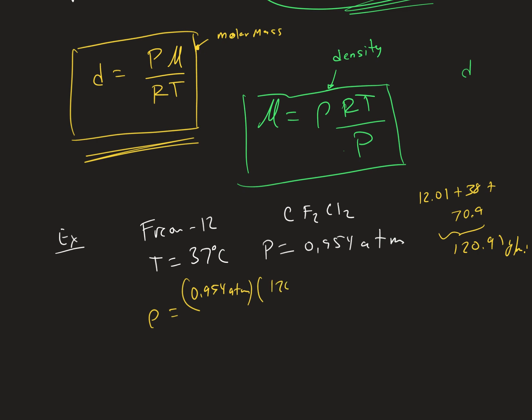So 120.91 grams per mole divided by R, which is 0.0821 atm liters per mole Kelvin, and multiplied by the temperature, which is, what is it? 310.15 Kelvin.